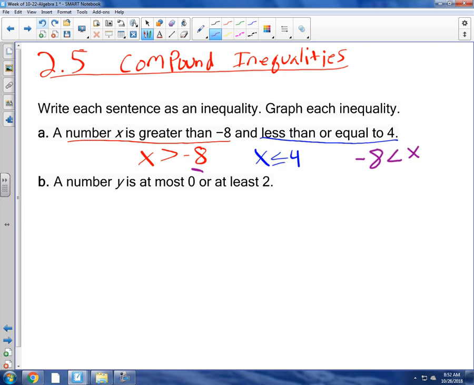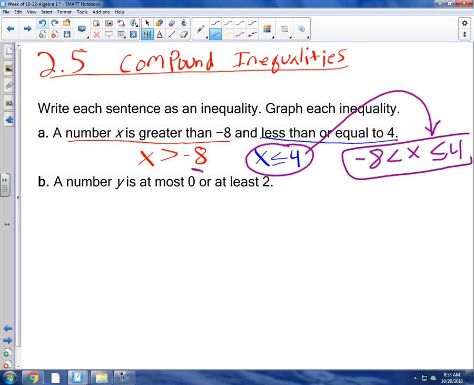And now, because I'm already there, why don't I just take this guy right here and kind of copy paste it in here? What would you finish this off with? Exactly, thank you. So less than or equal to 4. So this is how we write a compound inequality. It's just going to be what's in the box.